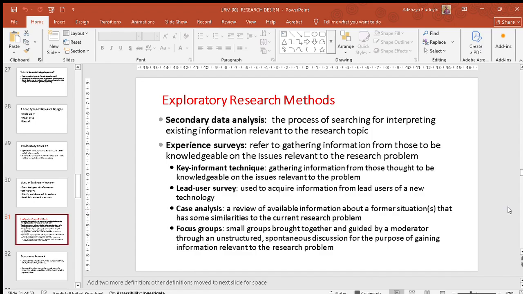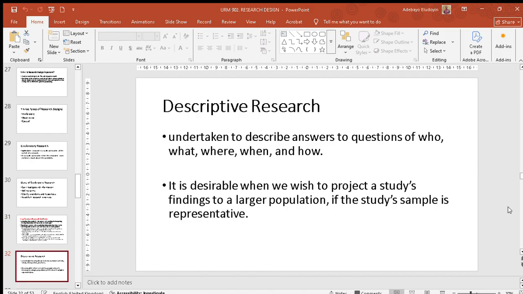So if you are using exploratory research design, like I said, you either make use of secondary sources, or you make use of experience survey, where you make use of key informant interview technique, the lead user survey, case analysis, and a focus group discussion. That is going for exploratory research method.